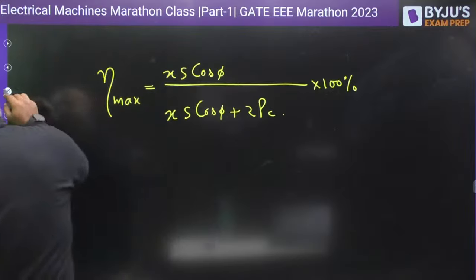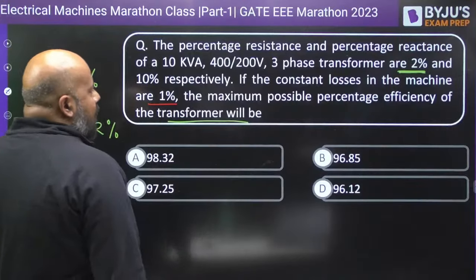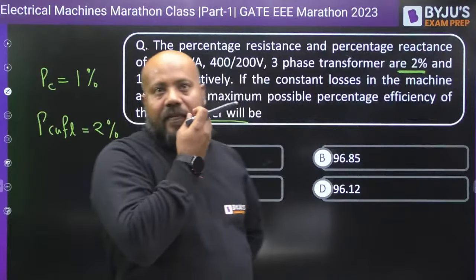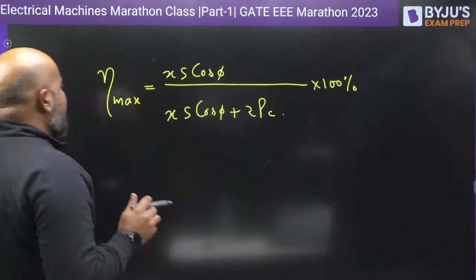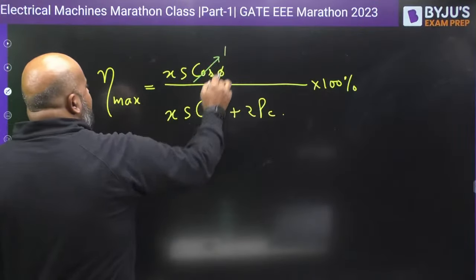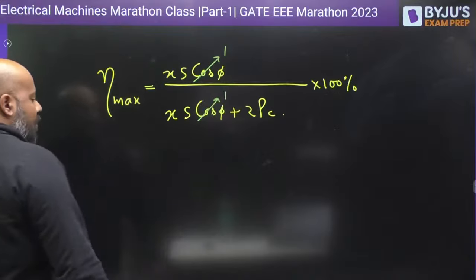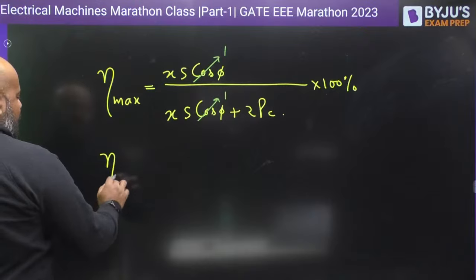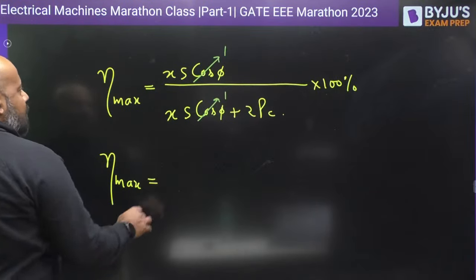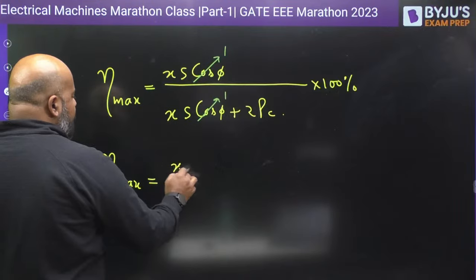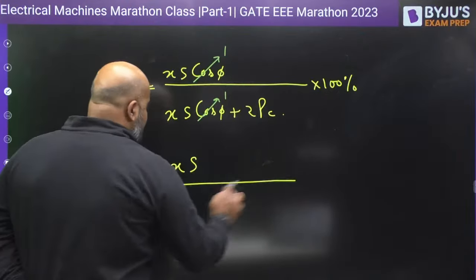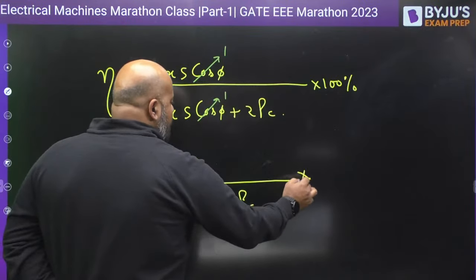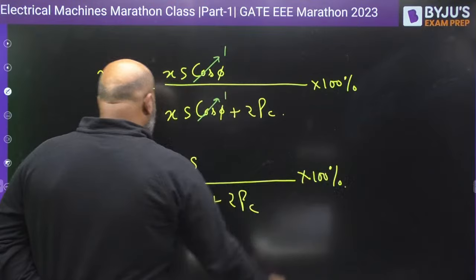Now there is no information given for the power factor at which you will be finding the maximum possible efficiency. In this case, you can take the power factor as unity, because unity power factor will always give you the maximum possible efficiency. The only thing you have to find in this question is X. So it becomes XS upon XS plus 2PC. Story is over. What is X?